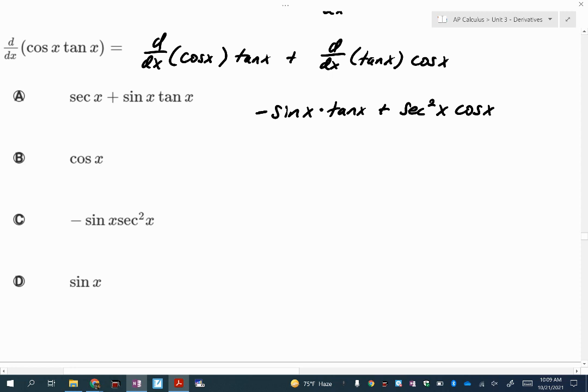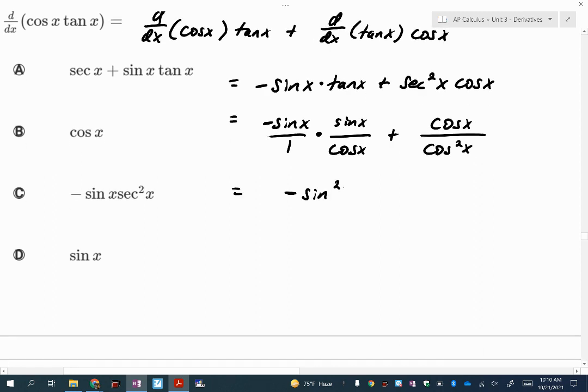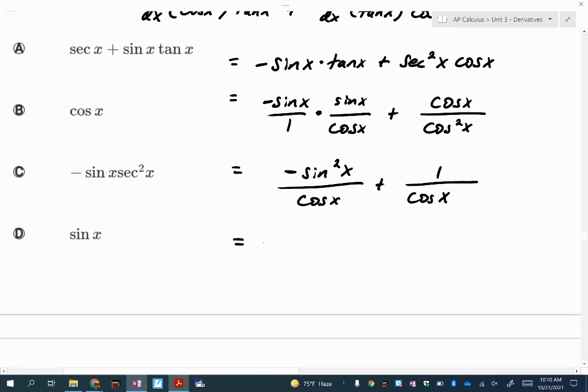Now you notice you don't see it. All right, here's where the fun begins. I'm going to use my trig formula sheet to show that negative sine of x over 1 can multiply by tangent of x, which I can rewrite as the sine of x over the cosine of x, plus, if I move the secant squared to be cosine squared, I get cosine of x over cosine squared x. So that's negative sine squared x over cosine x plus, you'll notice this is just going to be 1 over cosine x. I've got a common denominator, so I'm going to add my numerators.